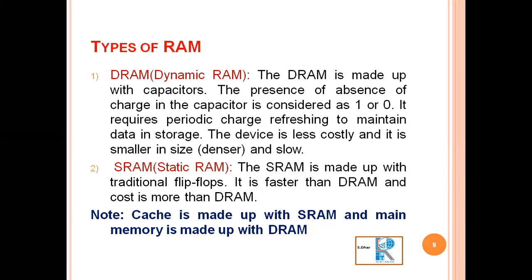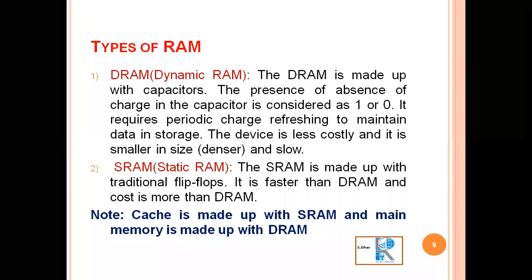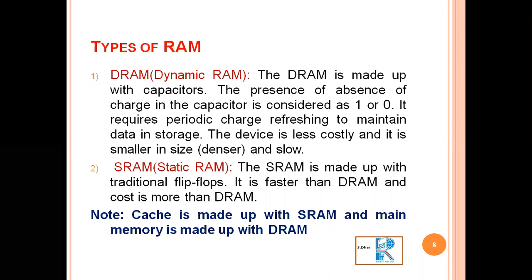Clear? Another type of RAM is called the SRAM, that means the static RAM. Static RAM is made up of the traditional flip-flop. What is a flip-flop? A flip-flop helps to store the data. In digital logic or digital electronics, you learn more about the flip-flop. A flip-flop is a device which can store memory, that means a 0 or 1 bit it can store. So using this flip-flop, this static RAM is made.